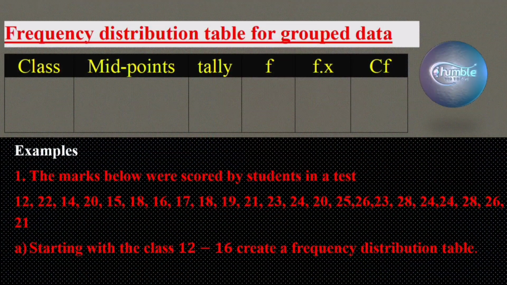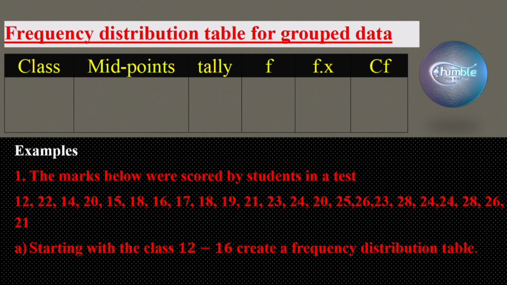Now, a frequency distribution table of ungrouped data will look like this. We have various columns. The column for class, and we have seen what a class is. The column for midpoint, we have seen that. Tally, we saw that earlier. Frequency, we know what frequency records. F of x, we know what it records. And the CF, we know when to use the CF column. So we are going to use this example to understand it better.